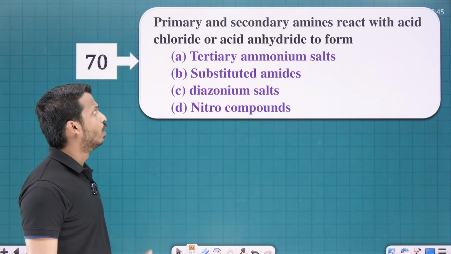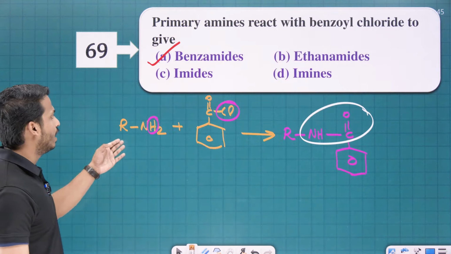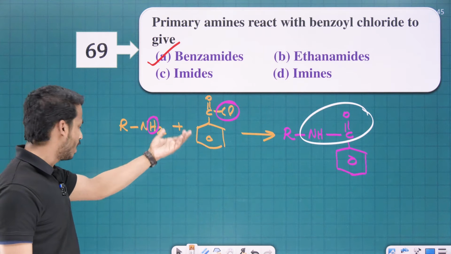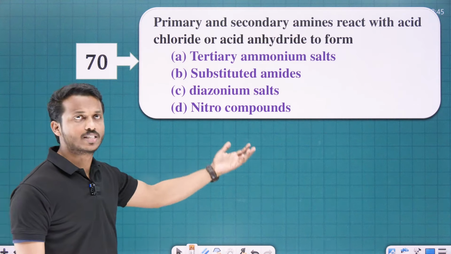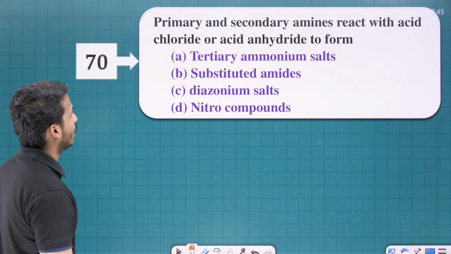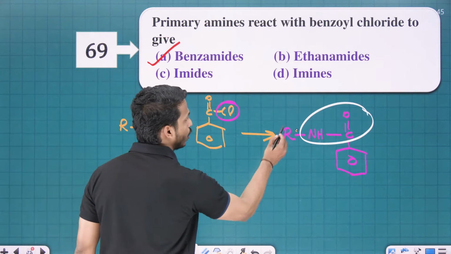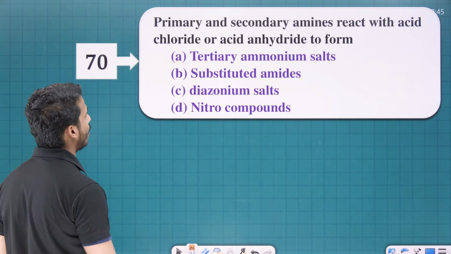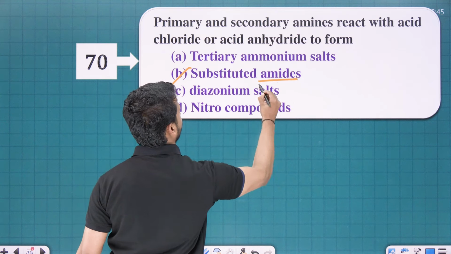Just to discuss now. It's a primary amine. When reacted with the acid chloride or acid anhydride, what do we get? We get amides, substituted amides, right? We can say, see, these alkyl groups get substituted. That is called substituted amides are formed. Anyway, this is enough.